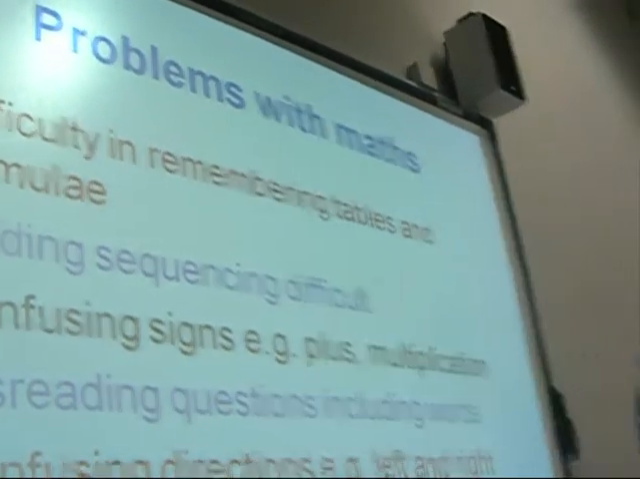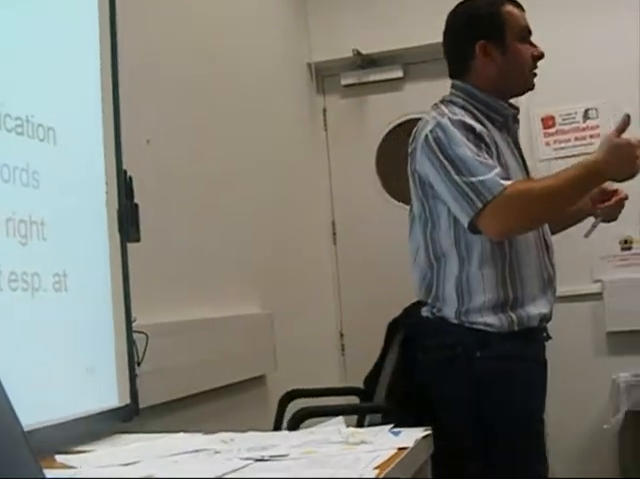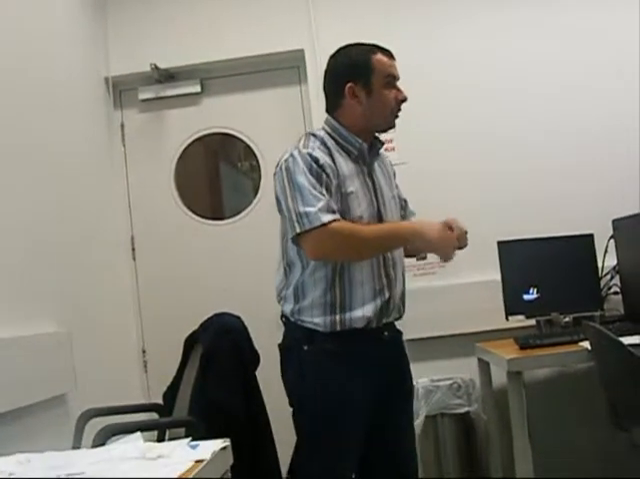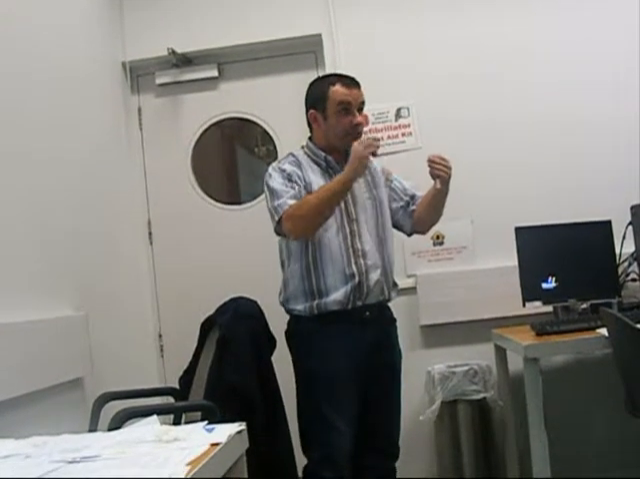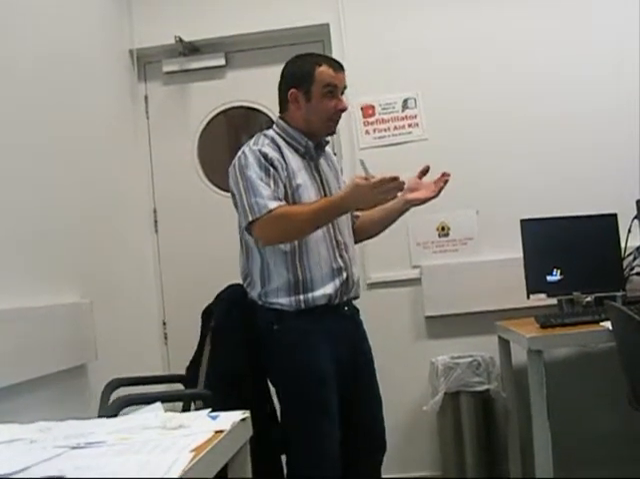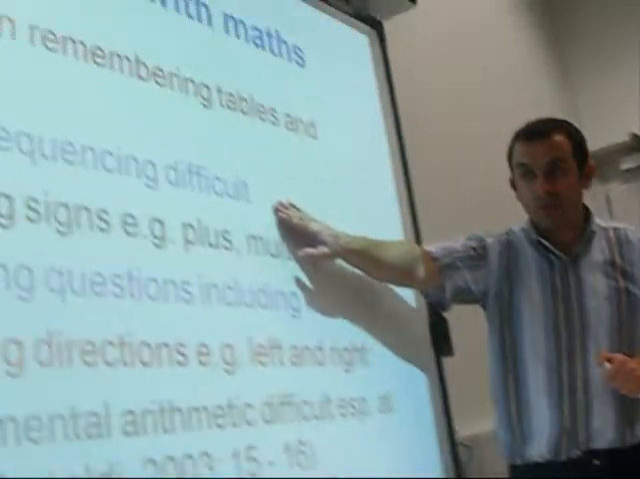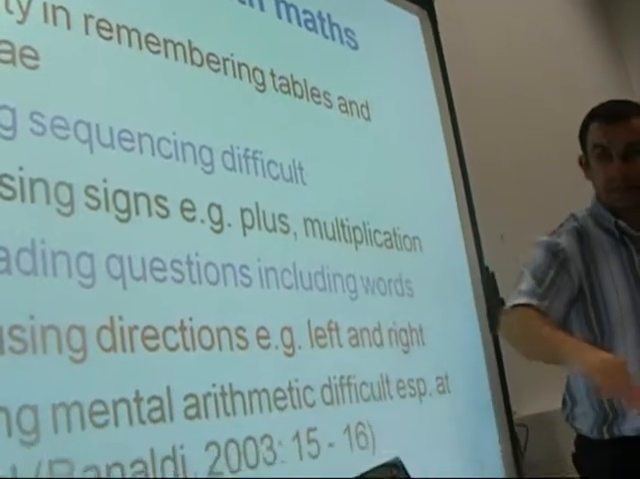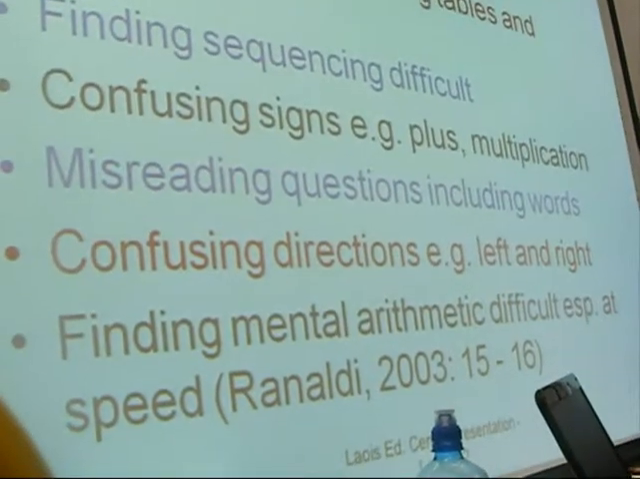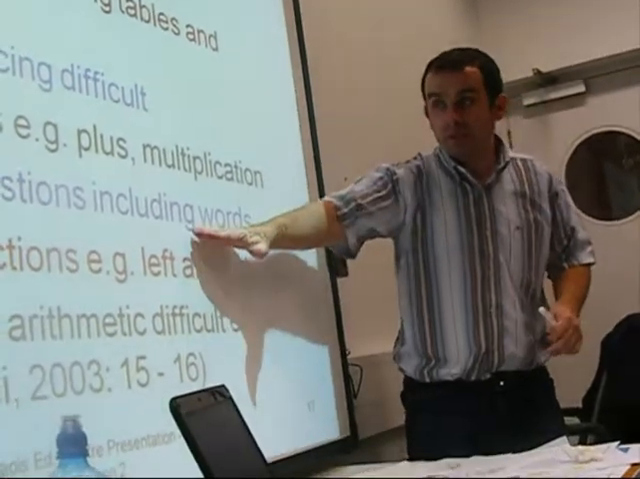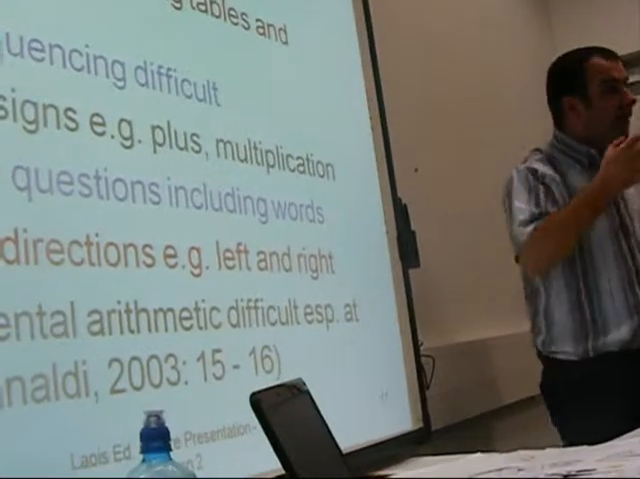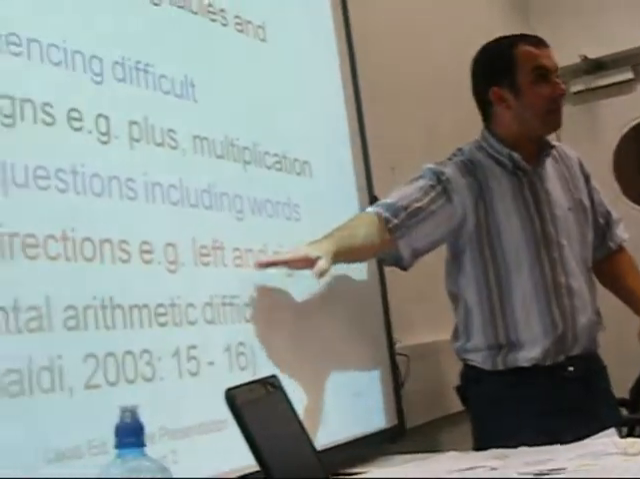In terms of problems with maths, when you look at maths, the majority of us would think, oh, that's just got to do with A, B, C and numbers and so forth, but that's not the case. What happens if a child has a maths-based problem that's actually written in English? A simple idea, but can cause great difficulty. They can also find sequencing difficult, as well as getting confused between signs, like the plus and the multiplication, which one is which, division and subtraction, which one is which. Misreading questions, including words. A big problem is getting confused between left and right.